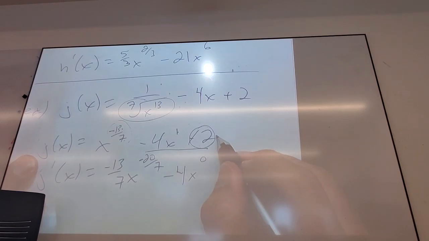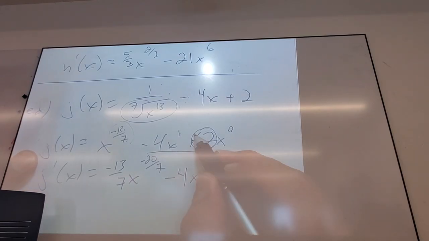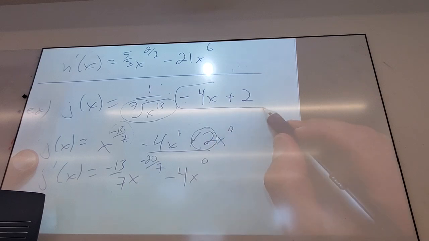What's the power on the x? Good! 0 comes down. Whole thing goes to 0. I don't care what else happens. It's 0. Yes? Another way to look at this is this whole piece right there.